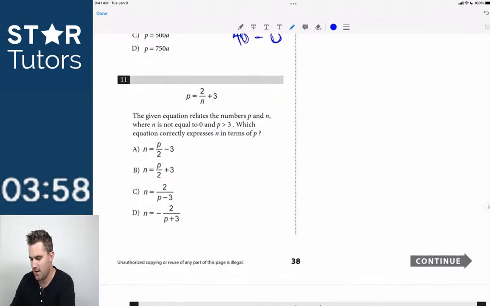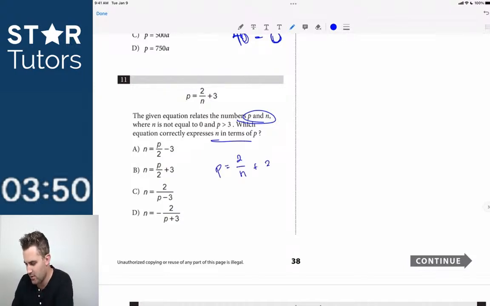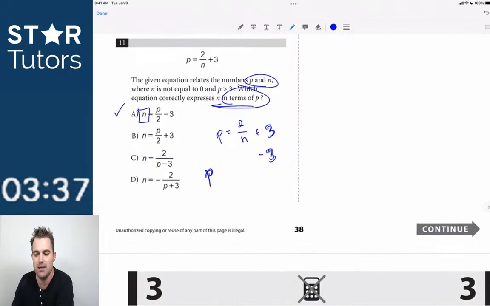Number 11 relates to the numbers P and N. Which equation correctly expresses N in terms of P? Oh, this one was way easier. P equals 2 over N plus 3. Don't rush this. Don't try to do this one in your head. There's absolutely no reason to miss this question. You can see N in terms of P in the answer choices. They've just given you N equals. So, of course, you're just going to manipulate the equation. P minus 3 equals 2 over N.